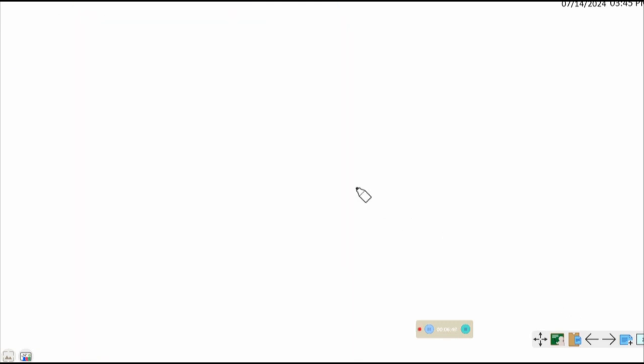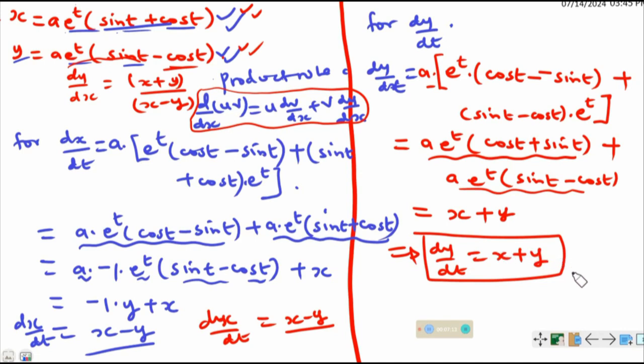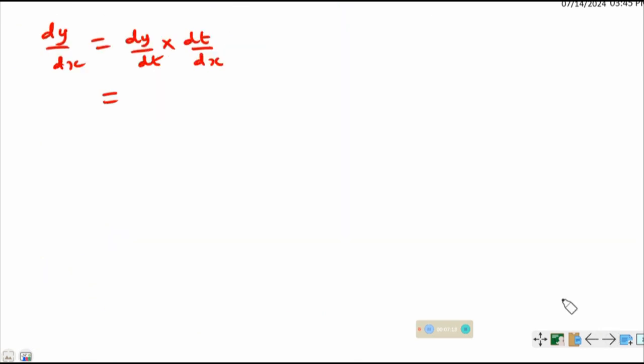So what is dy dx? Dy dx can be obtained as dy dt times dt dx using the chain rule. So for this case, what is dy dt? Dy dt, we have it as x plus y. So it means we shall have x plus y times what is dt dx.